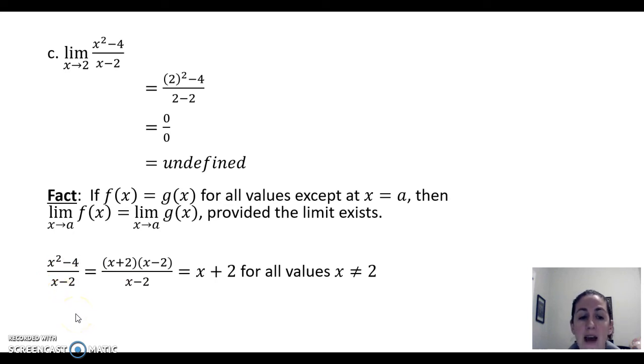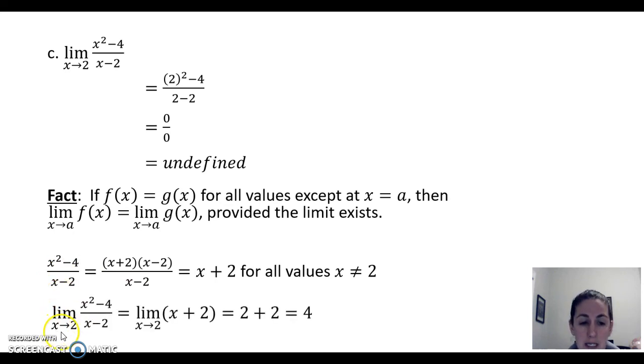So using the fact that we just discussed, the limit as x approaches 2 of x squared minus 4 over x minus 2 is equal to the limit as x approaches 2 of x plus 2. Now we can try that direct substitution to get 2 plus 2, which gives us 4.